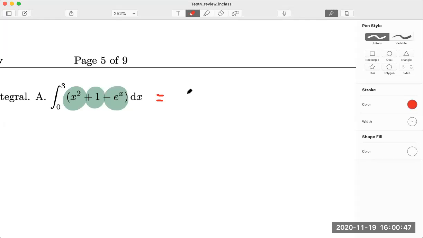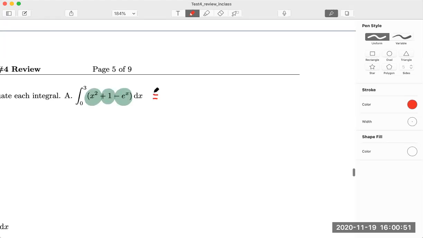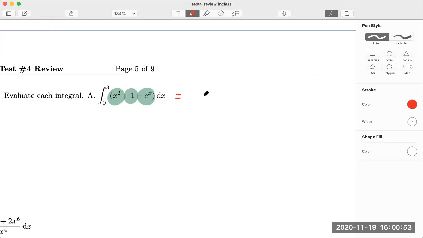So what is the antiderivative of x squared? X cubed divided by 3. Again, please. X cubed over 3. I'm sorry, the speaker is not very clear, but in order to do that, let me just explain.